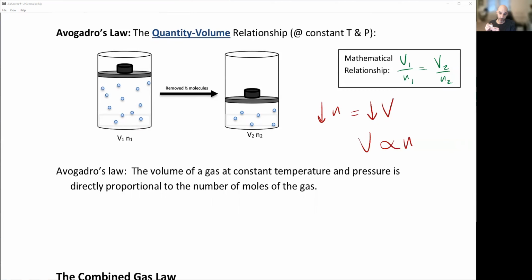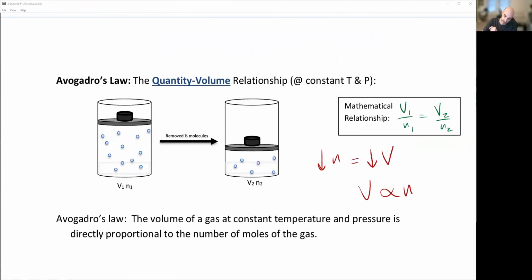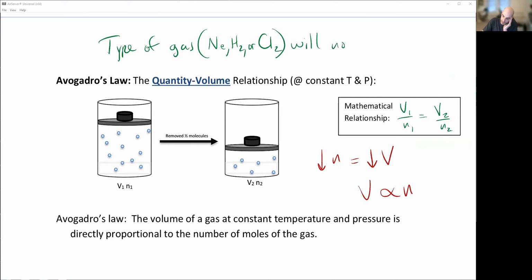The most important thing about all of this is the type of gas, as in neon or H2 or something large like Cl2, will not matter. Because there's so much space in between them, the type of gas does not matter. Every single gas is going to behave the exact same.